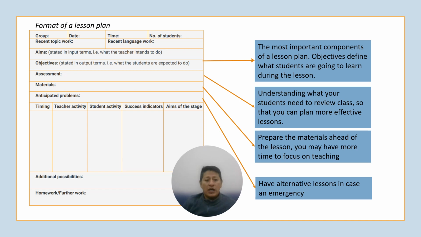At the end, you have anticipating problems. Anticipating problems is very important because you have alternatives in your lessons in case you have an emergency. An example of this, for example, a video doesn't work. You have to have another video in order to replace the failed one.